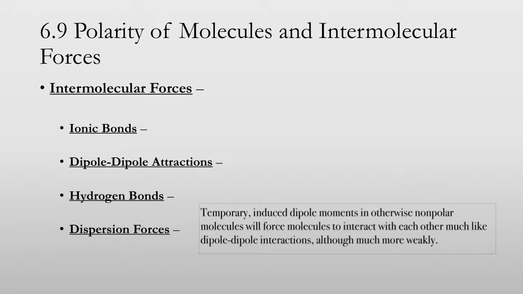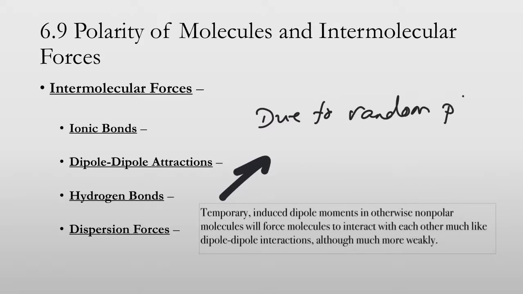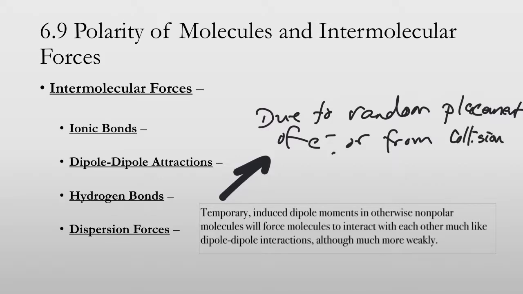They can occur due to random placements of electrons or from collisions. So if two atoms or molecules come together and they collide, one might be polar in a sense and the other one's nonpolar.